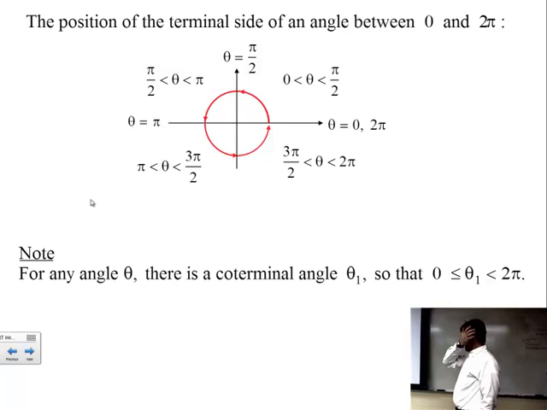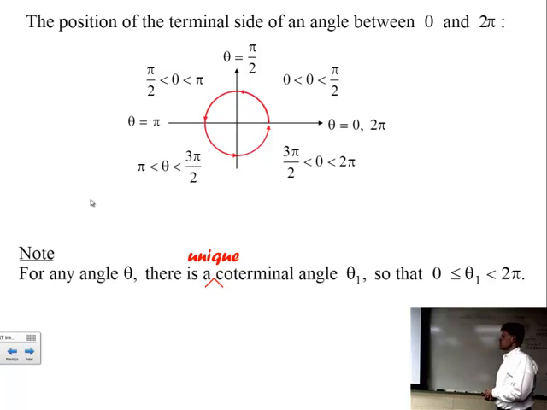This gives, for every angle, some coterminal angle. So you'll get all possible terminal sides through angles from 0 to 2 pi this way. All possible terminal sides are represented, and they're represented exactly once. So, in fact, this is unique. For any angle, look at its terminal side, and there is a unique angle, theta 1, in this range that's coterminal with it. Okay.